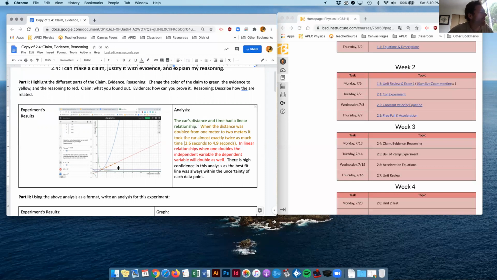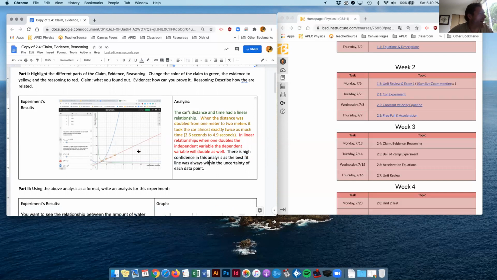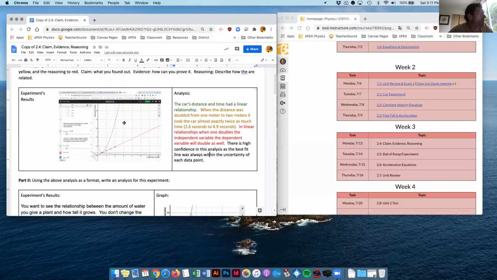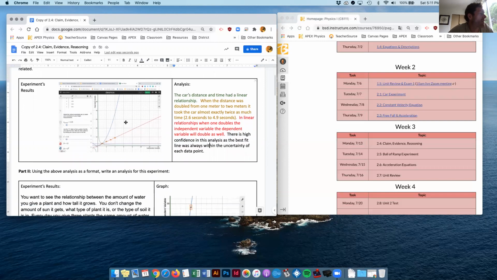The last thing I talk about is the confidence. Confidence basically says how strongly do you believe this? And what we're really talking about is the line in these little boxes. So this part right here is there's high confidence in this analysis because the best fit line, which is this one, will always fit with an uncertainty. Okay, but that's maybe not always the case. Sometimes if there's a point way out here, you'd say to have low confidence.